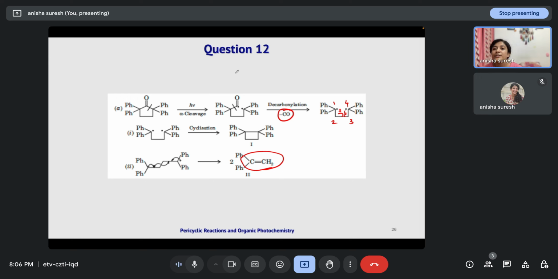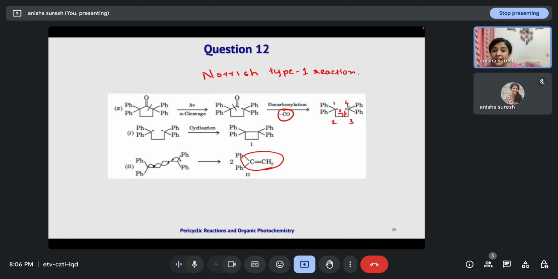Okay, so this is an example of Norrish type 1 reaction. So first an alpha cleavage is taking place leading to formation of this diradical that will undergo a decarbonylation reaction. Removal of carbon monoxide is taking place leading to formation of this diradical.